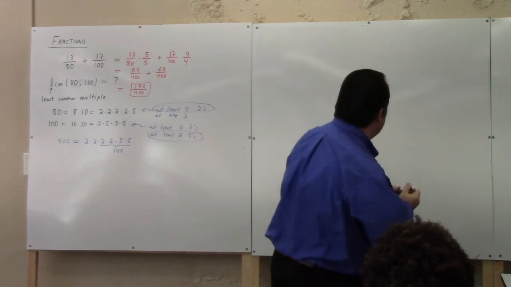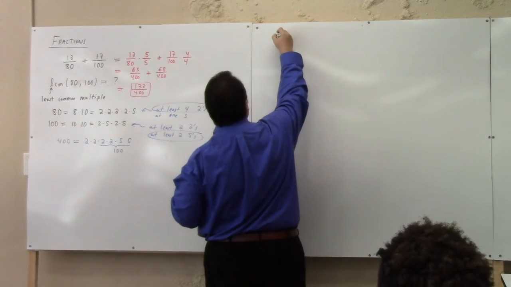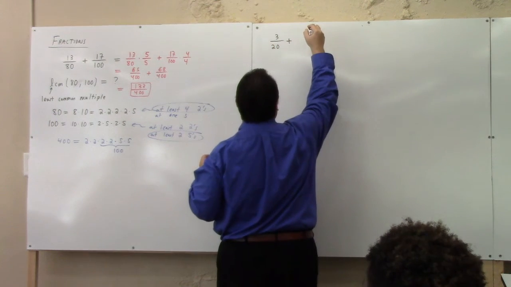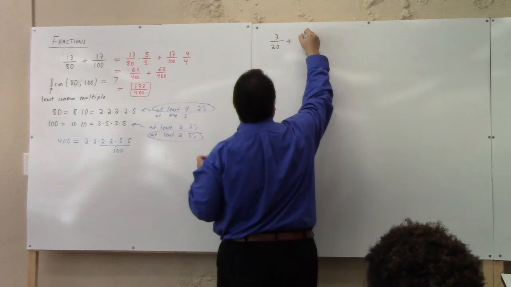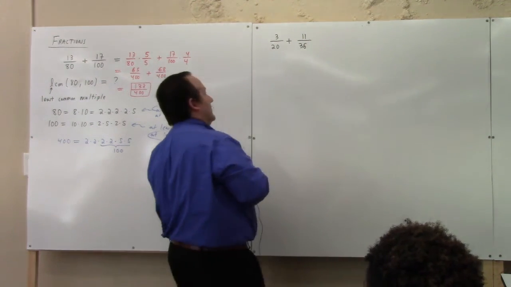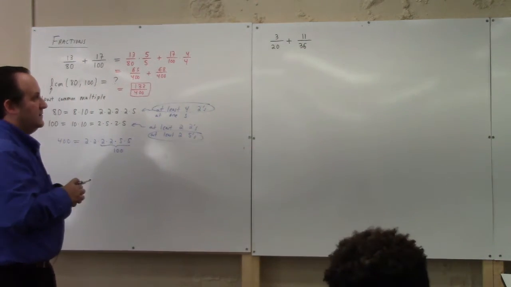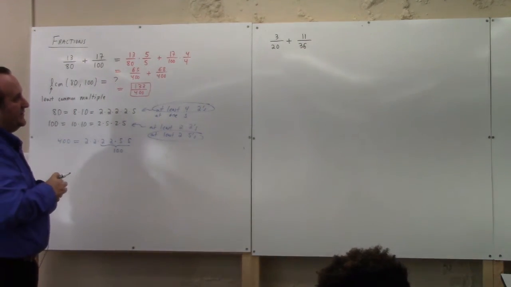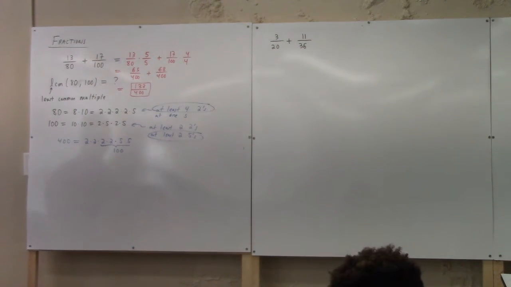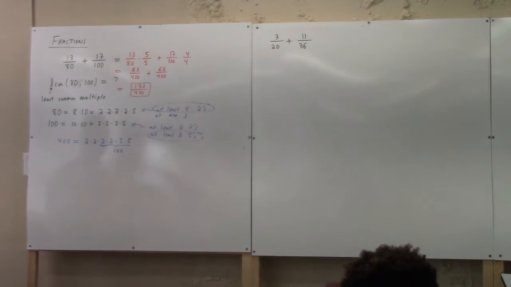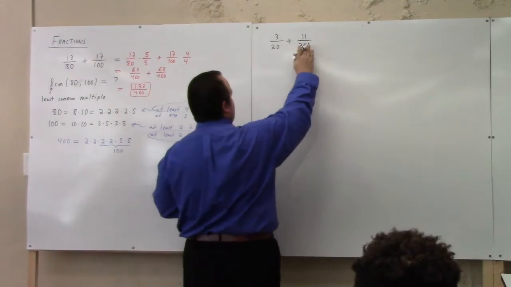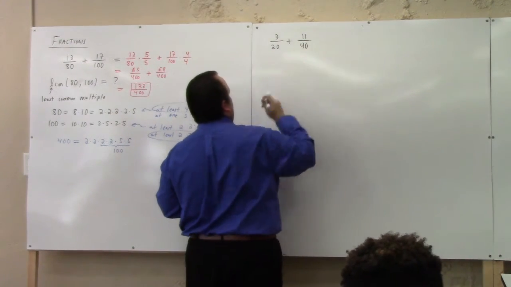Let's see here. How about 3/20 plus 11/36. So what's the common factor here? They both have 2 in them, right? So actually, let me make this a little bit simpler on us. Let's put a 40 here instead. That's a little easier. That's actually the kind of thing I wanted to illustrate.